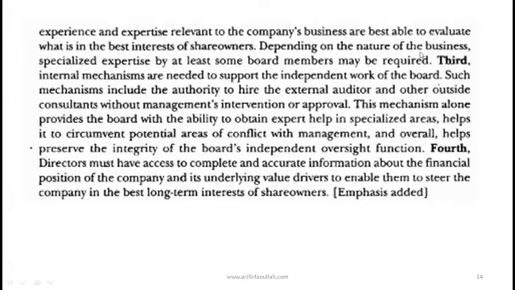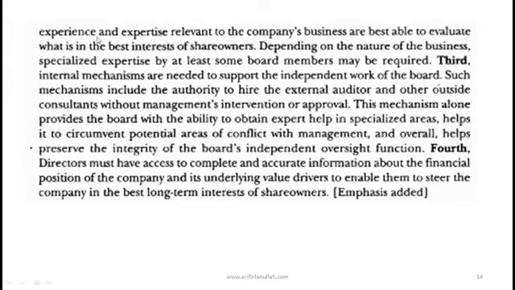Depending on the nature of the business, specialized expertise by at least some board members may be required. Now, it isn't always necessary that you should know everything about the business. So if you are on the audit committee of a software company, it's more important that you understand the financials, and then others might understand the business.